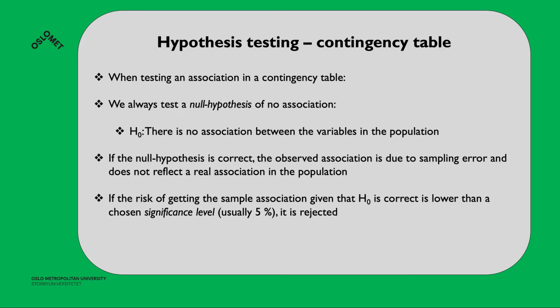So that is, if the likelihood of H0 being correct is less than our chosen significance level. So if the p-value is lower than our chosen significance level, we don't believe H0 is true, so we reject H0. We are 95% sure that H0 is not true, that there is actually an association in the population.